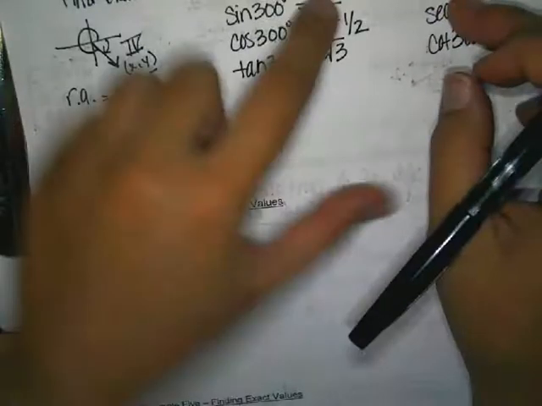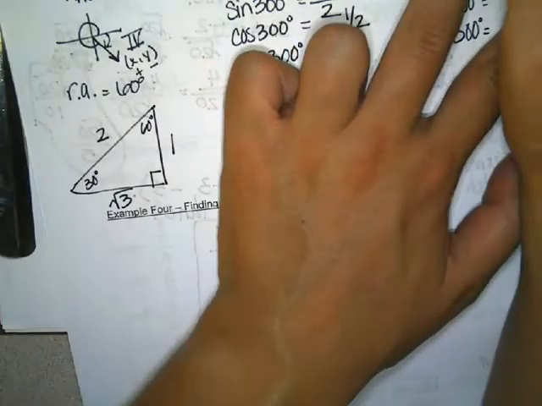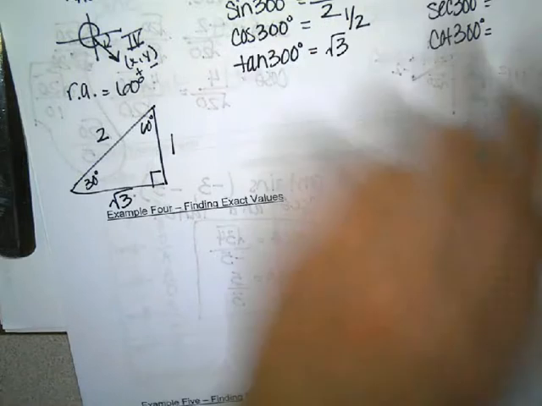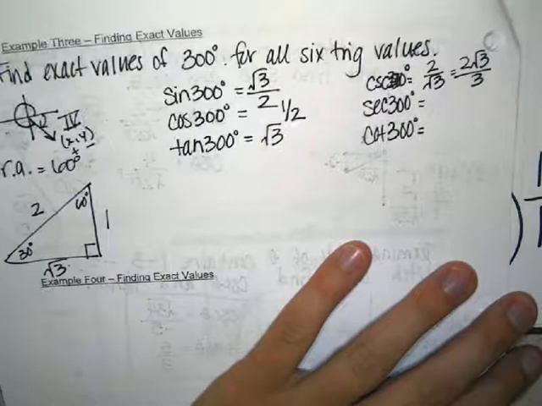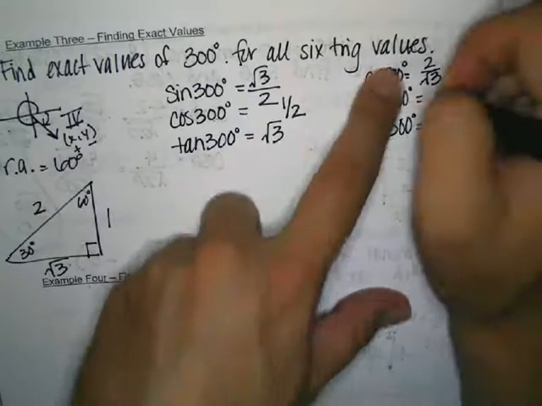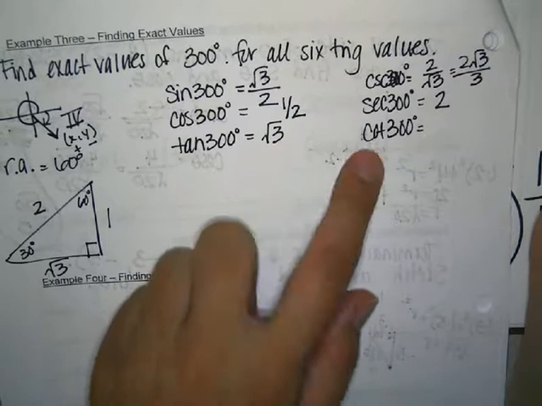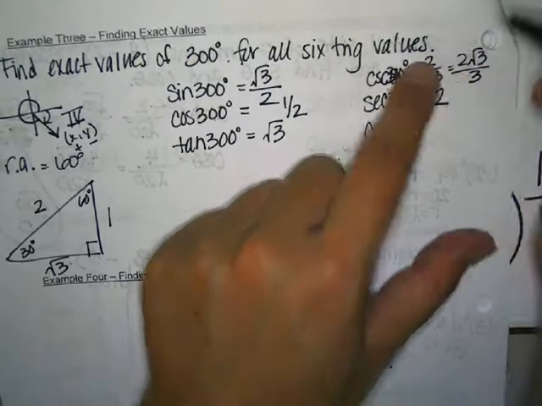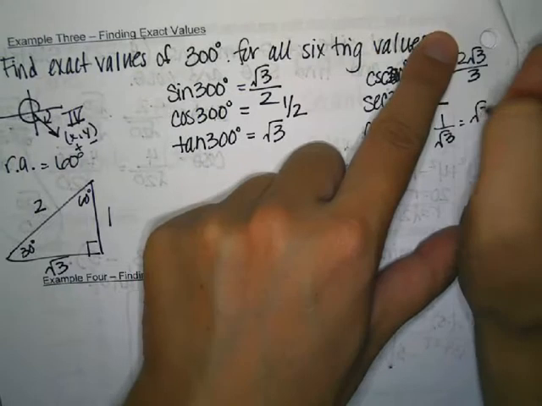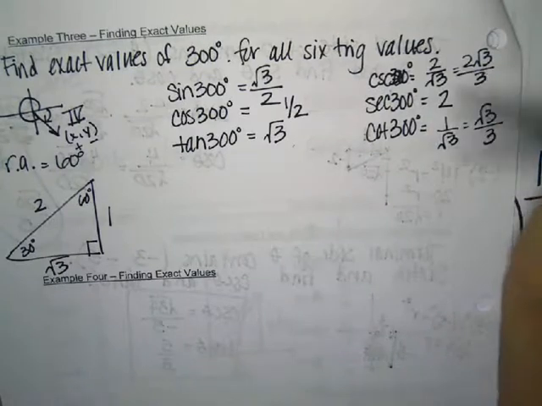Cosecant is the flip of this. And if we rationalize, we get that value. Secant is the reciprocal of cosine, so I'm just going to flip 1/2 to get 2. And then cotangent is the reciprocal of tangent, so you'd have 1 over square root of 3. But if you rationalize it, it'd be square root of 3 over 3. So these are all the correct quantities, or correct values.